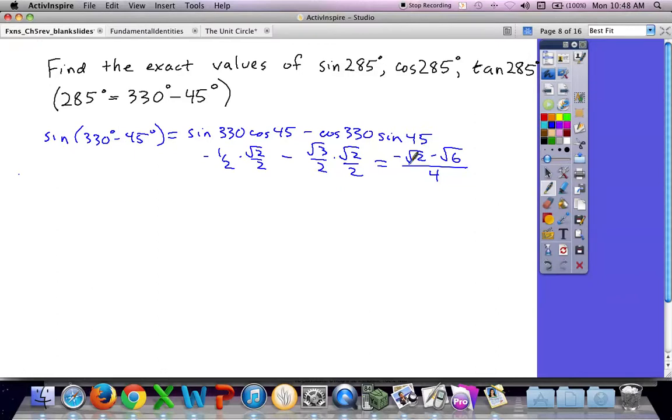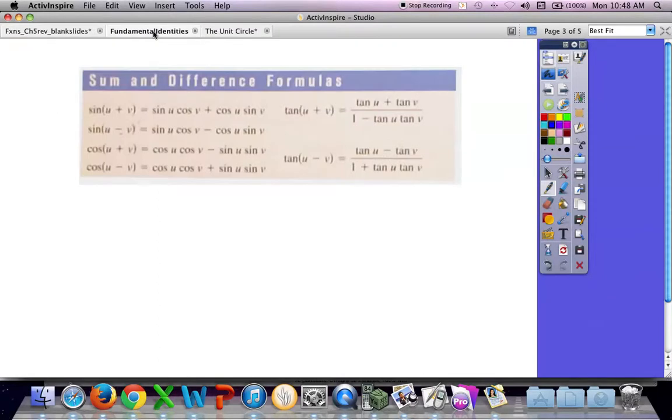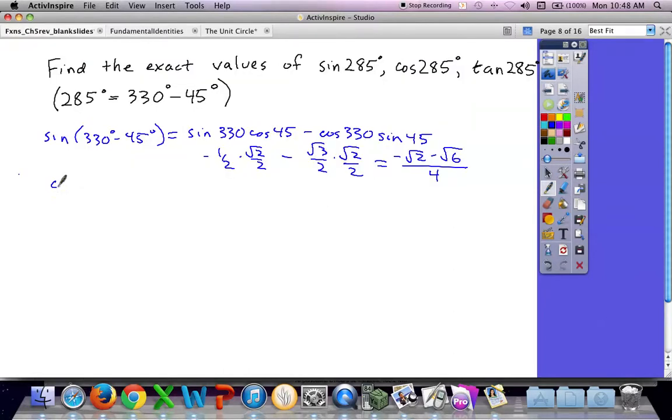Now, cosine of a difference has its own formula right there. Cosine u cosine v plus sine u sine v. So let's go to that. Cosine of 330 minus 45 equals cosine of 330 cosine of 45 plus sine of 330 sine of 45. So it's the same 2 points. We're just shuffling these values that we've already used into a slightly different order, right?